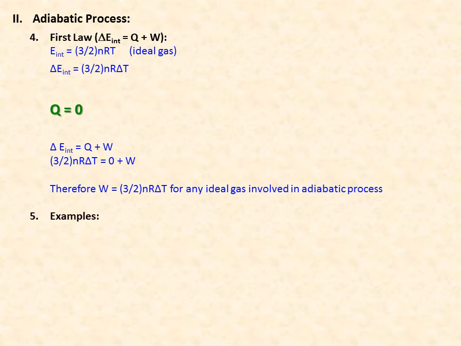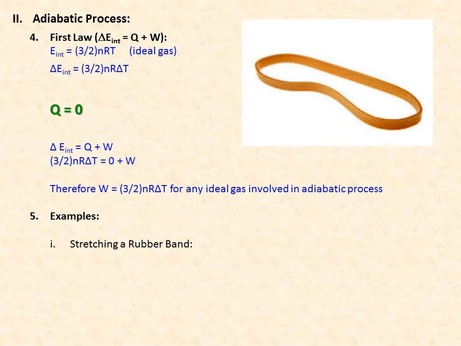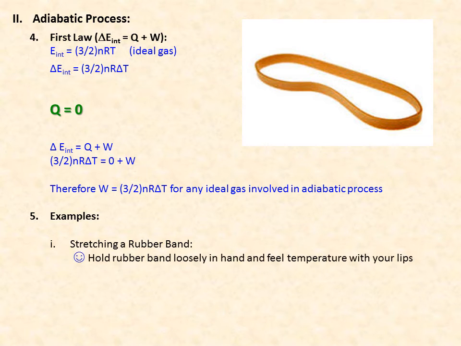So let's take a look at a few examples here. The first example we consider is not one of an ideal gas, but is an adiabatic process nonetheless. And this is something you can do at home. I would suggest taking a rubber band, making sure it's clean here, because you're going to want to touch it to your lips.